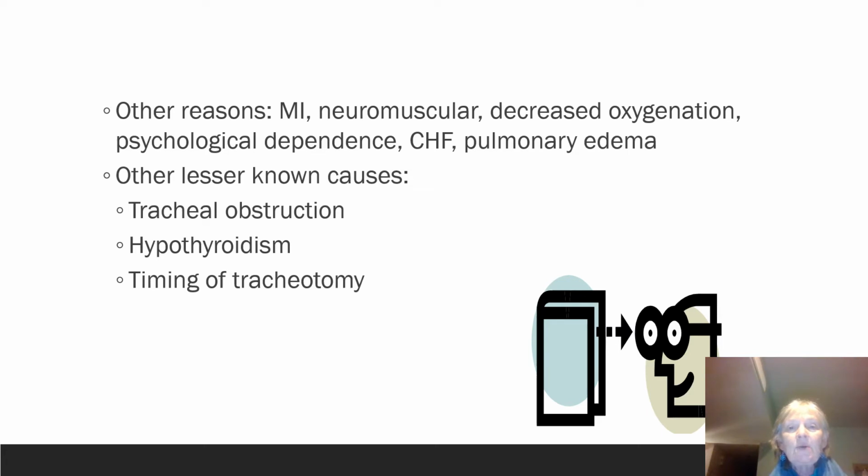Other reasons we don't think about, they could be in the middle of an MI. This has happened before. There could be some neuromuscular dysfunction. We cannot do anything with their oxygenation. Do they have a low H&H? If they do, then sometimes we have to look at that.